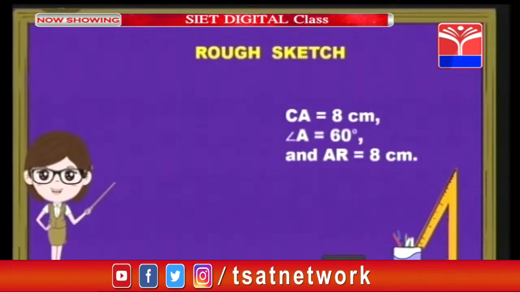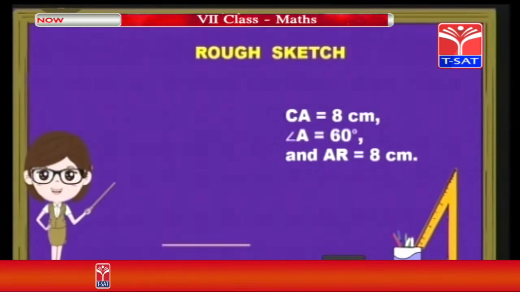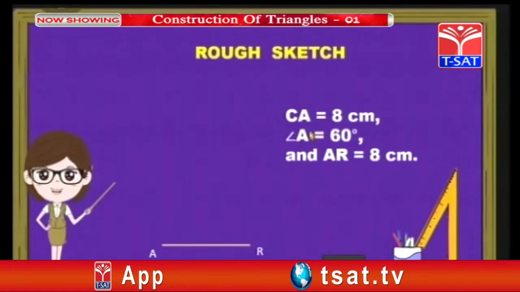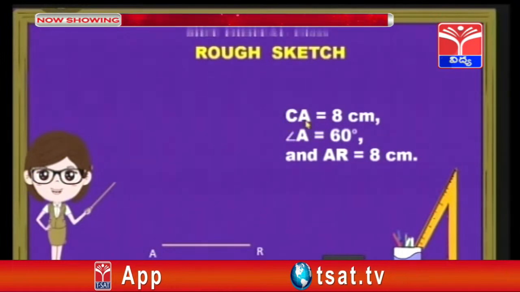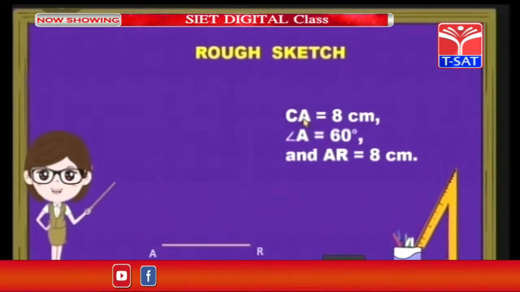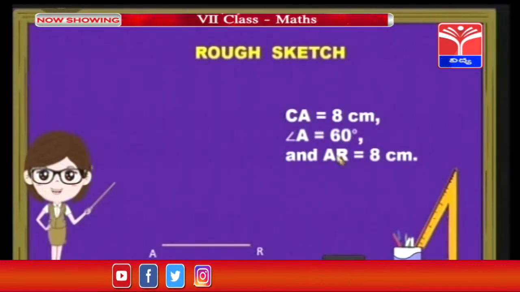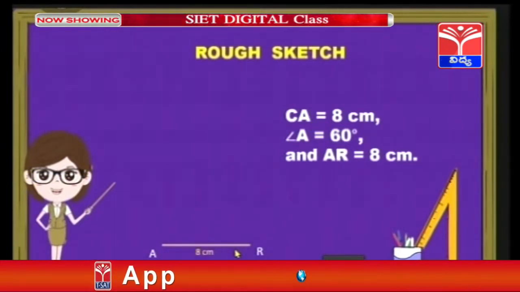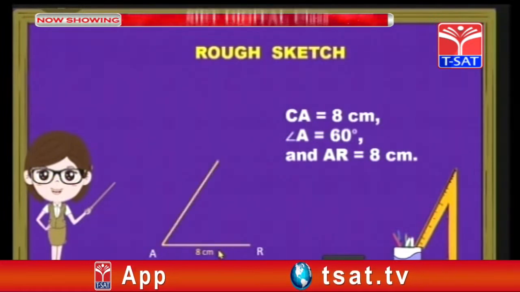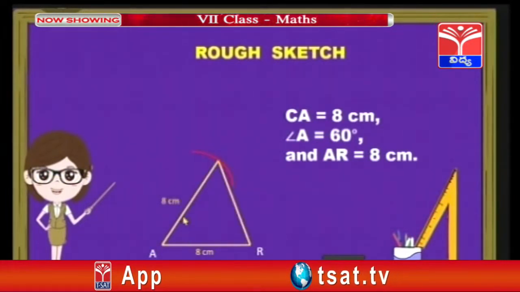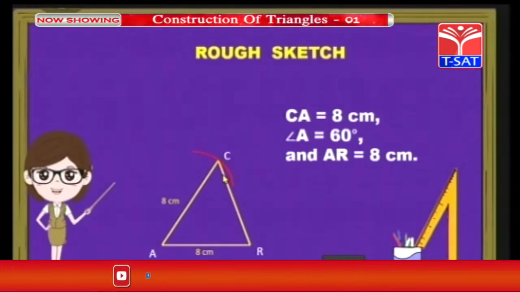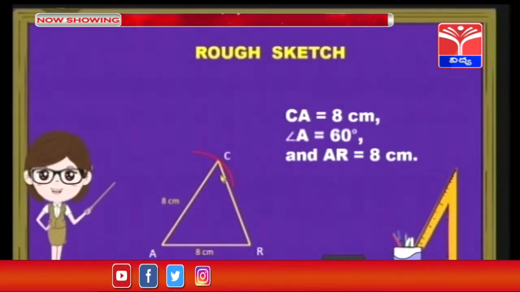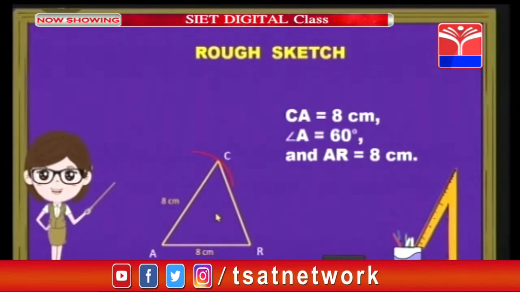First we have to draw a rough sketch for this. So here I have taken AR as base. Since angle A is given, you can take any one measurement as base, CA or AR, because A is already there in base. So I am taking AR as base here. AR is 8 centimeters, angle A 60 degrees and AC 8 centimeters. Then now here I got a triangle.